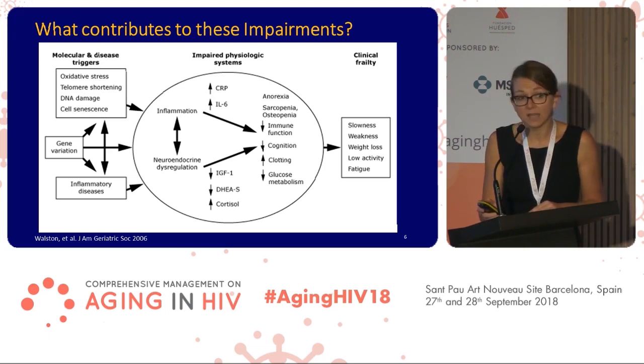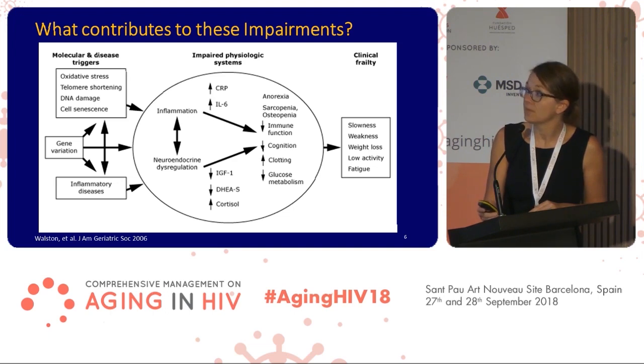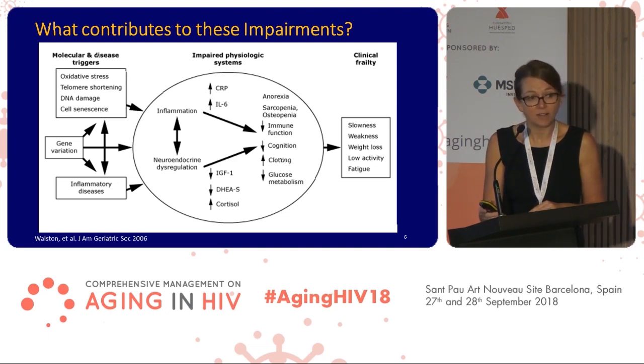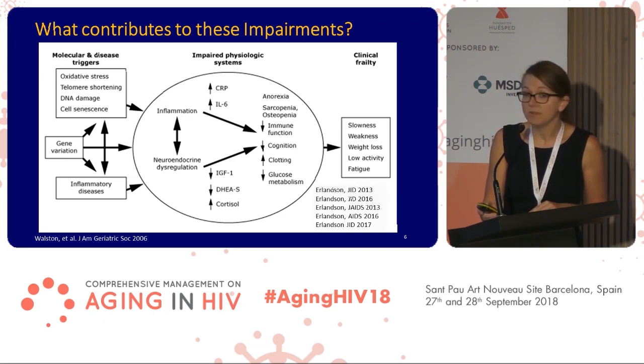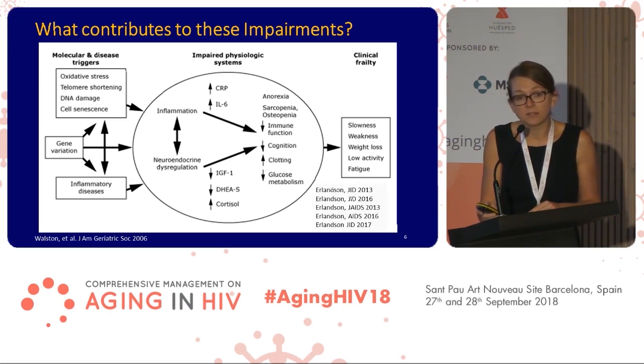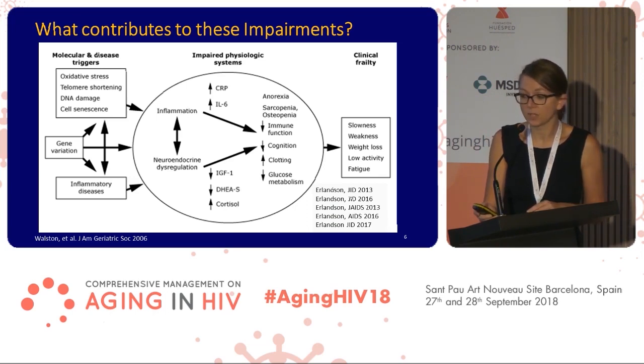We also see that high levels of inflammation, sarcopenia, and osteopenia are all factors that can associate with frailty in the general population. And indeed, we've shown that many of these factors are associated with frailty in people with HIV, and probably to a greater extent compared to the uninfected controls.